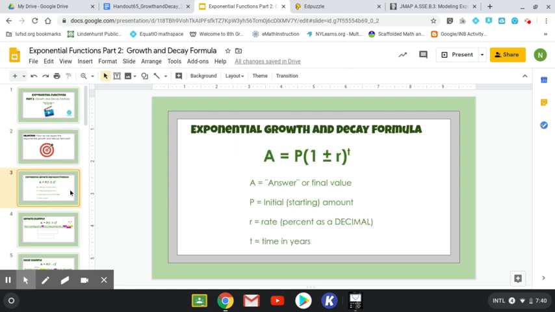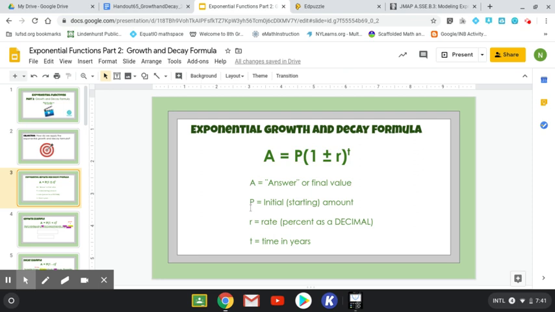The formula is not given to you on the Regents, but it's usually pretty easy to memorize. Most students memorize it. It is A equals P parentheses 1 plus or minus R, close parentheses, raised to the T power. That's the general formula. It depends on what type of problem we're given. A just stands for our answer. It's whatever our final value is.